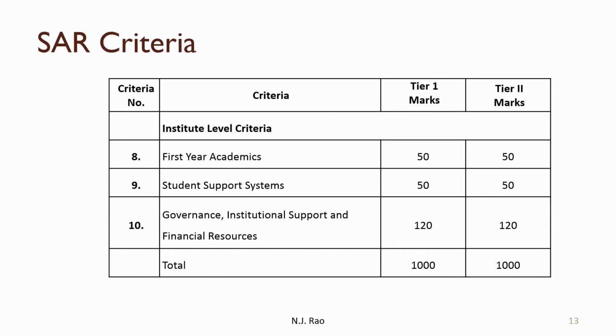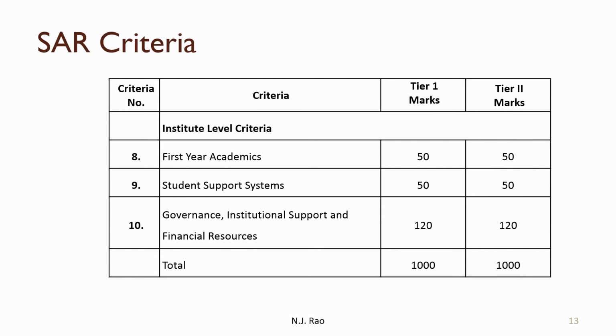This is a significant deviation from the earlier accreditation process. That is, a good system of education requires good governance and the right kind of financial resources, and that carries 120. As you can see, the total is 1000 marks.